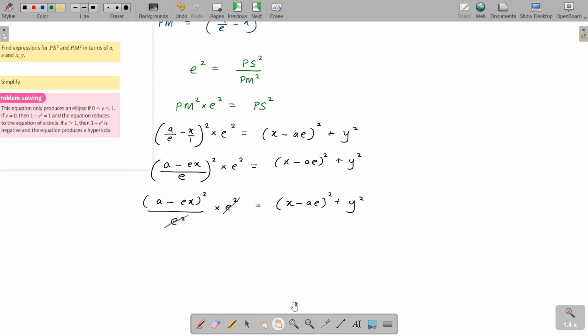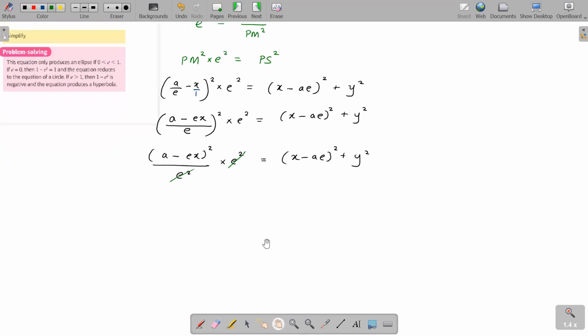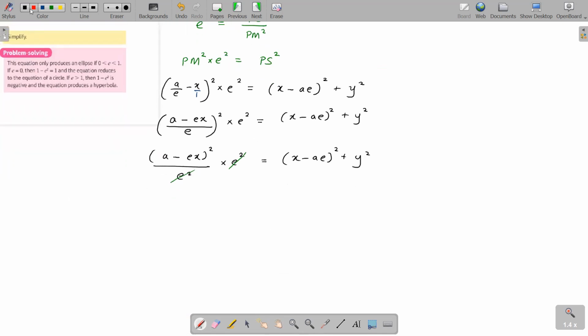This e square will cancel out. Okay, then let's open the brackets, right? So let's open the brackets. We can immediately open brackets. A square. Then you get here minus, because in the middle there's a minus mark.